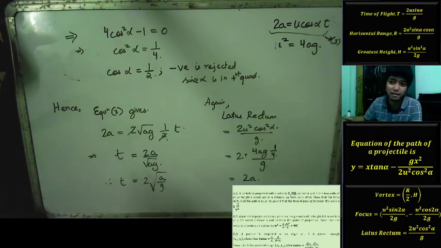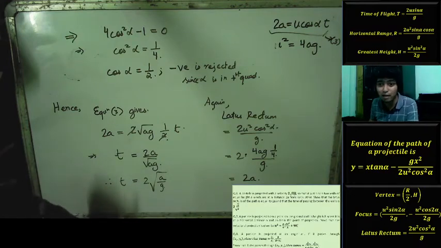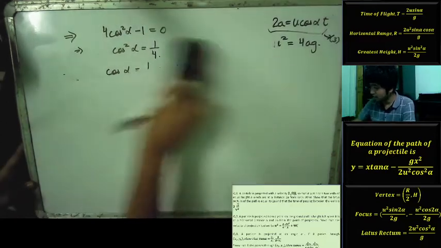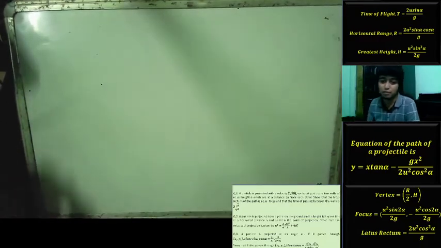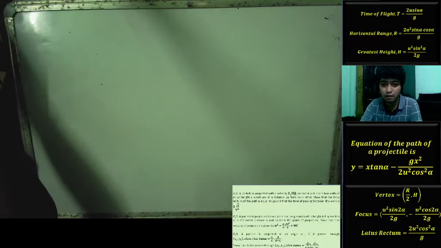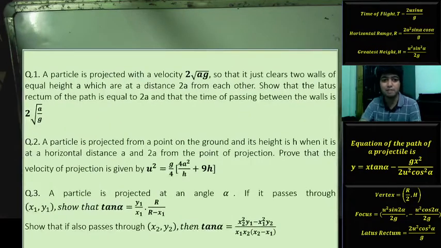Again, it is a very simple exercise. We just need to remember that we have to use the equation of the path of the projectile. We set the y coordinate and then we use the sum of the roots and product of the roots. That is all you need to remember for this exercise number 1. Now let us do exercise number 2. Exercise number 2 is also similar.